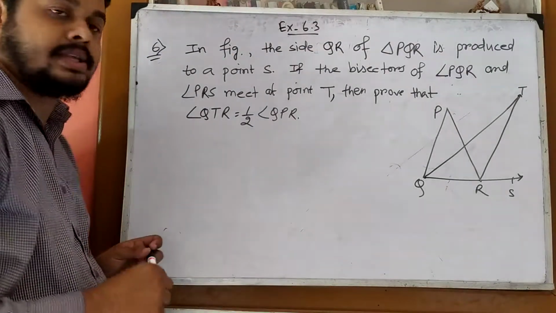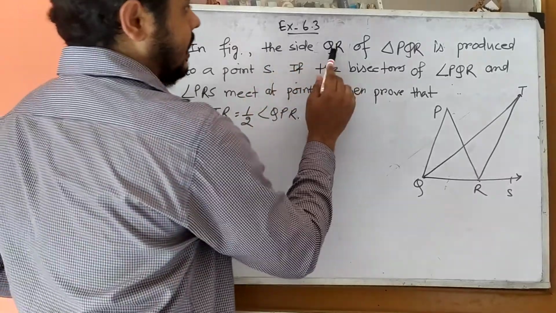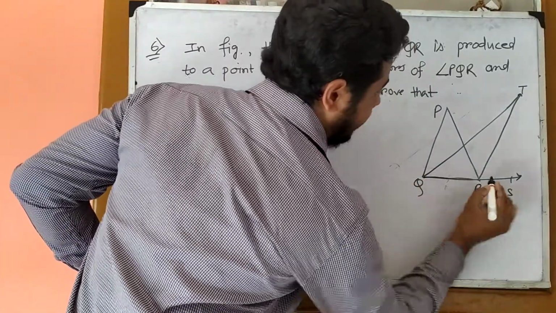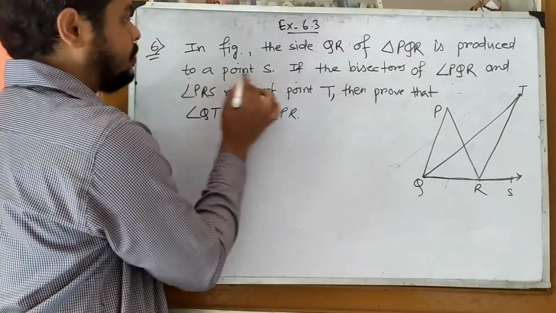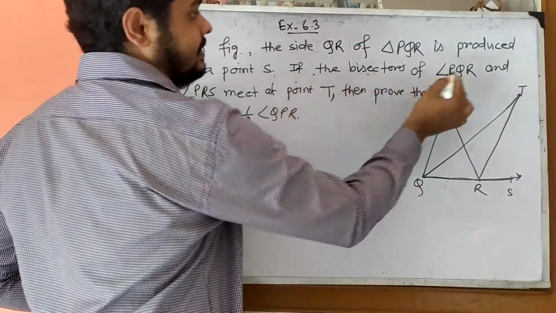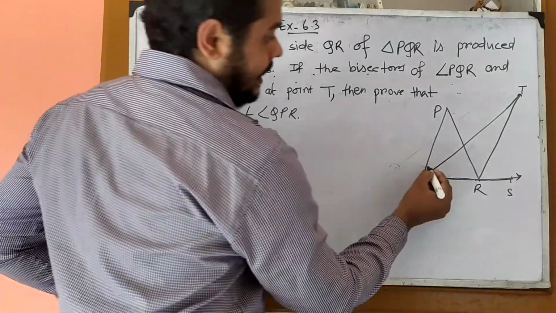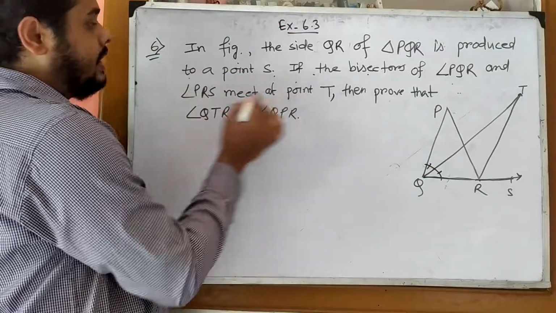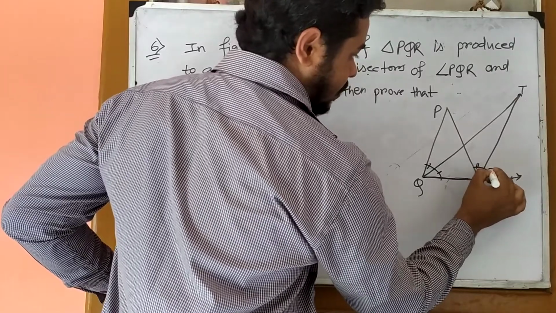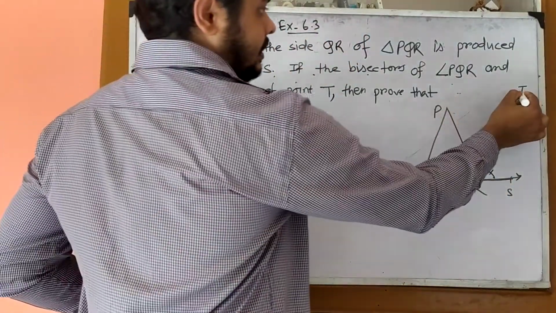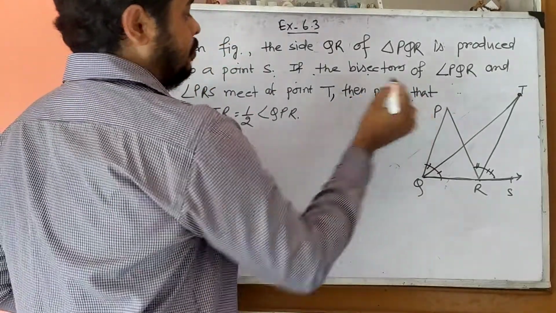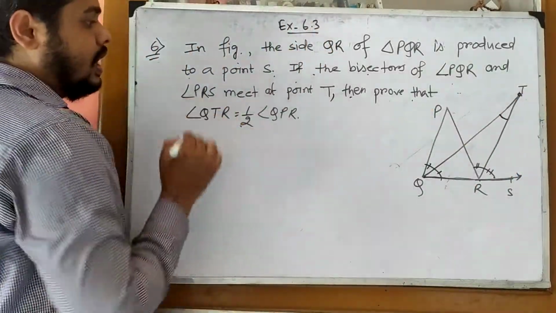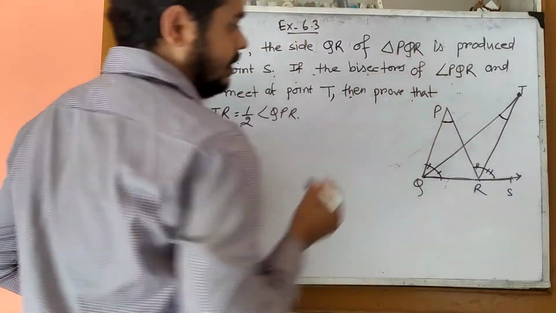Now problem number 6. In the figure, the side QR of triangle PQR is extended, or produced, up to a point S. If the bisector of angle PQR, which means these two angles are equal, and the bisector of angle PRS, these two angles are also equal, meet at a point T, then prove that angle QTR equals half of angle QPR. Okay.